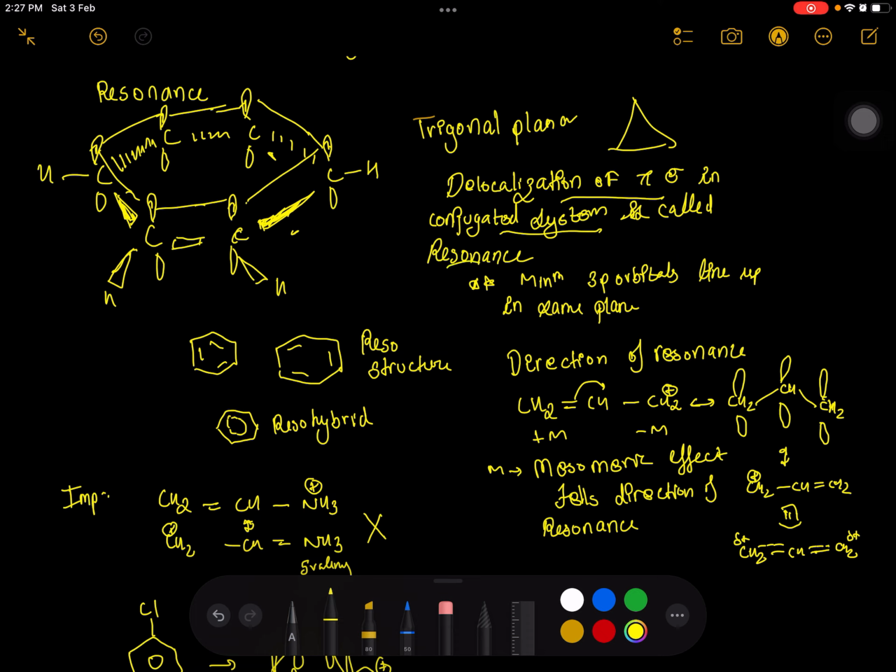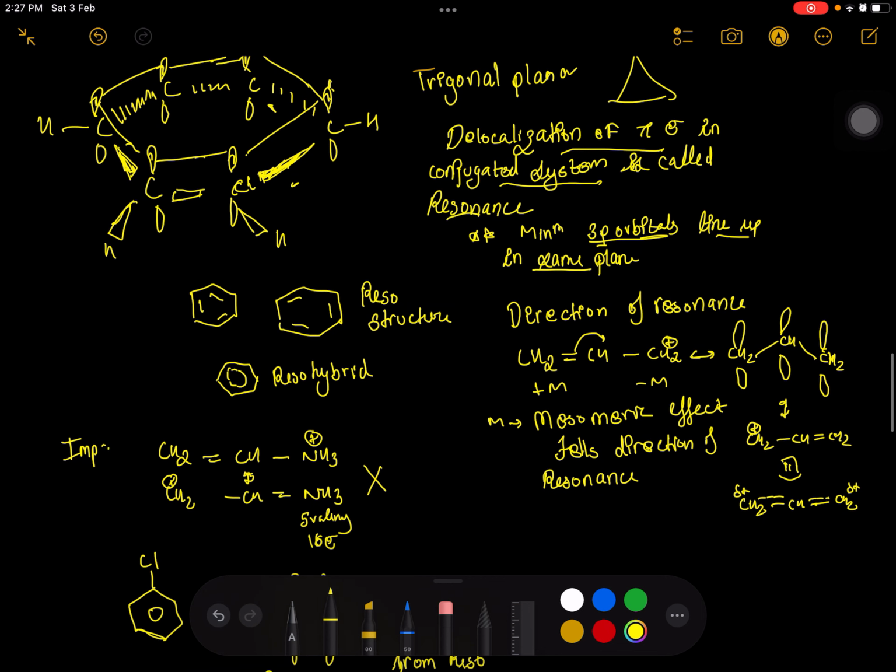One of the conditions for it to show resonance is minimum 3 p orbitals line up in the same plane. Like this is 1 p, 1 p, all in one same plane, right? See, now you look at this benzene example over here. You see one is like this, others like this. And so we make a hybrid like this, showing partial double bond character all over the ring.